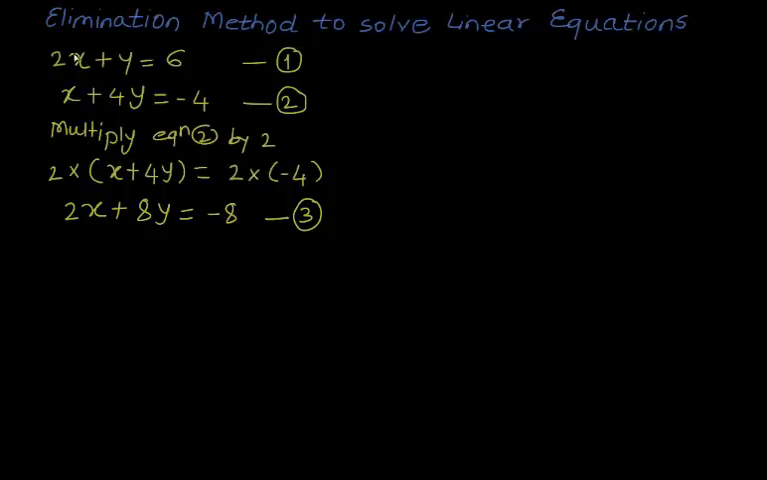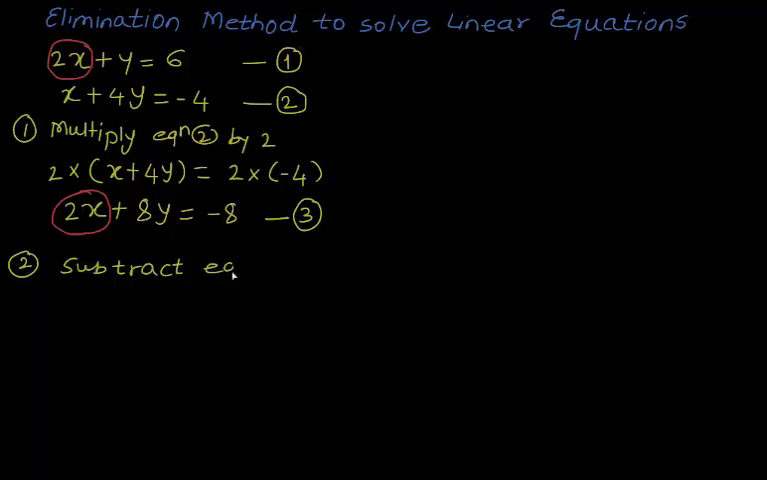Now it is clear. Looking at both the equations, they have the same x term. So if we subtract equation 3 from equation 1, then the variable x will get removed. So let's subtract equation 3 from equation 1. Let's call this step 1. In step 2, we'll subtract equation 3 from equation 1.